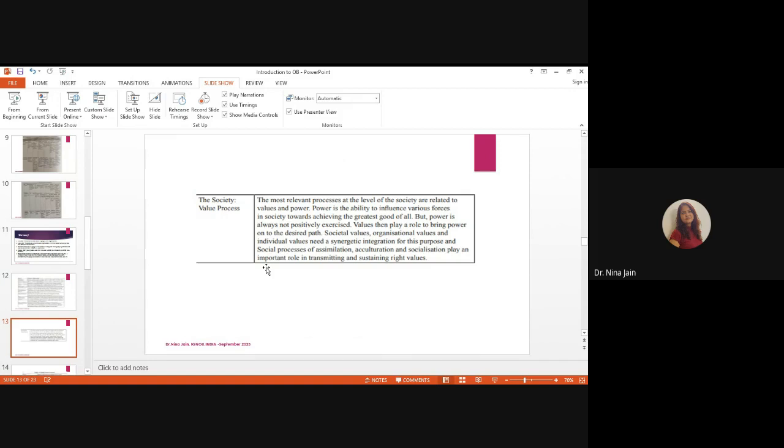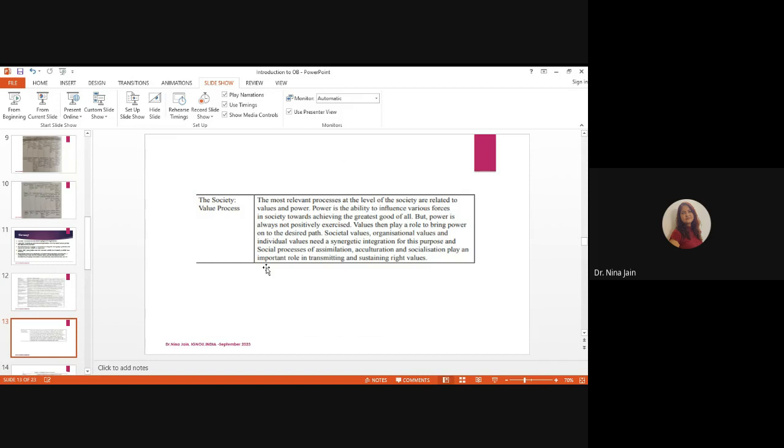The last process is the society value process, and it is the ability to influence various forces in the society so that the greater good can come to the society. But power is not always positively exercised. Many negative powers also come into play when we start doing good things. So good and evil are both working together.